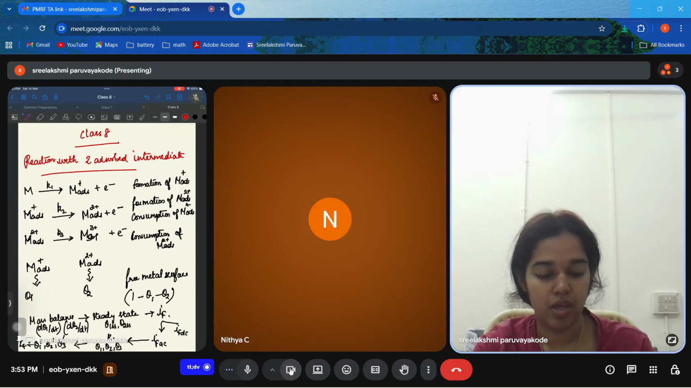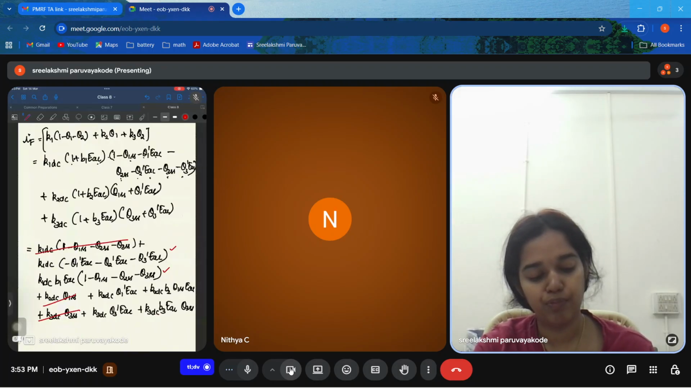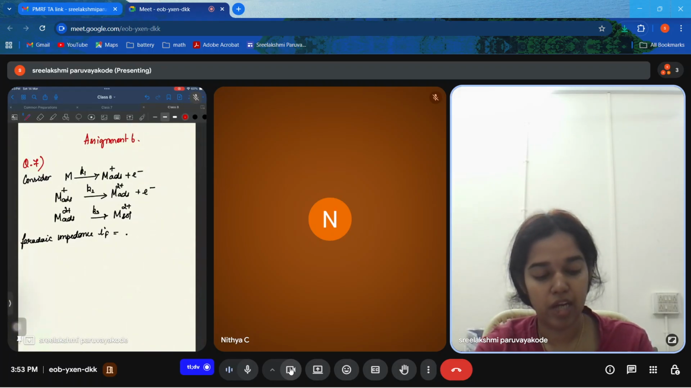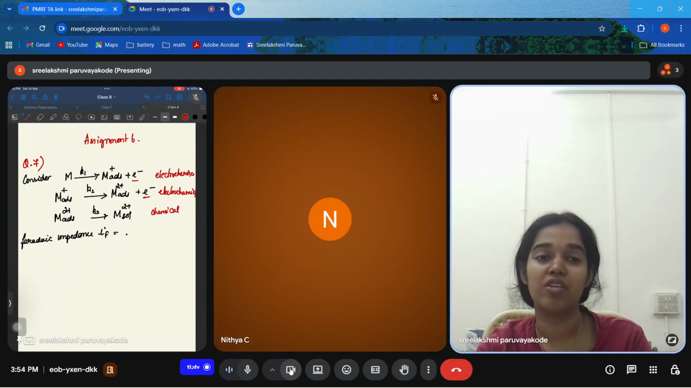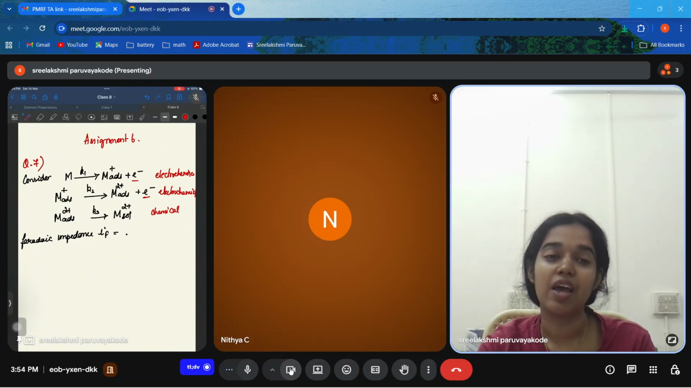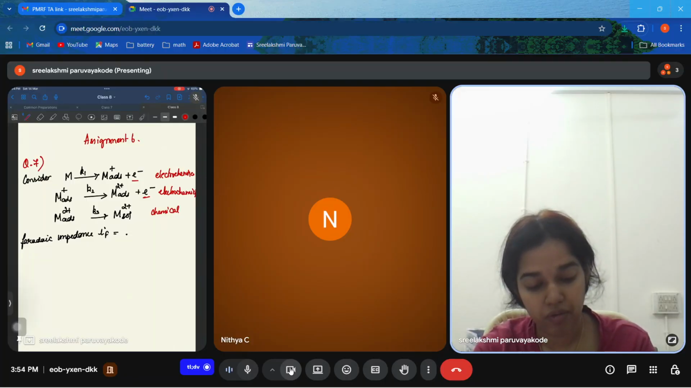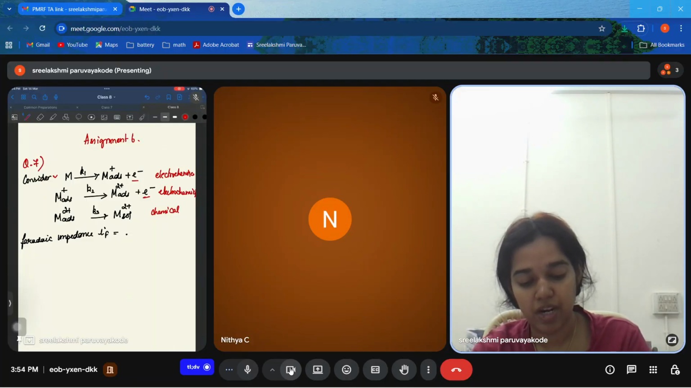Here in all the three steps you have electron transfer. Here you have electron transfer in only two steps, which makes this one chemical, this one electrochemical, and this one also electrochemical. Why is that an important difference? Because here you are finding IF, and IF corresponds to only those steps where electron transfer is happening. So you have to only consider step 1 and step 2, right?